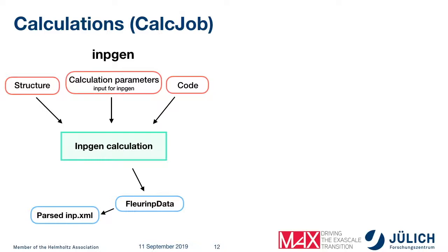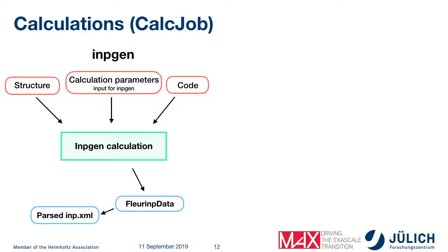It will run, store a calc job instance in the database, remember all the inputs and outputs, produce a single FLEUR input data object which represents the input.xml file, and will parse it. It's, in some sense, similar to what you did by hand. So first of all, you generated a simplified input for the input generator. You wrote structure in the first part of this file. You wrote some parameters to the second part of this file. You executed input generator, and you produced an input.xml file, which is FLEUR input data in Aiida.